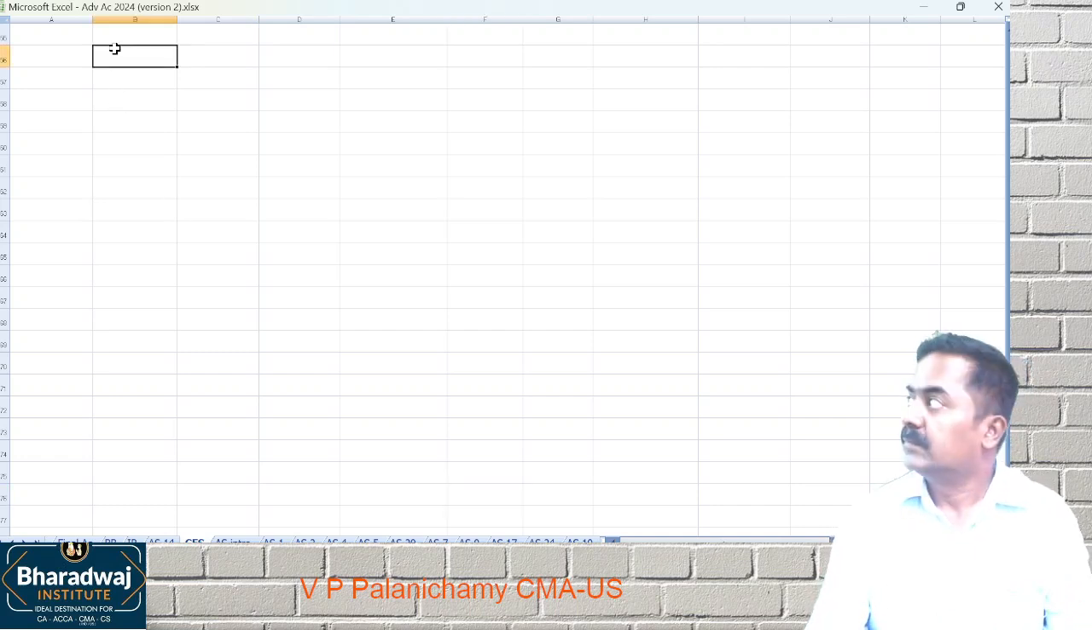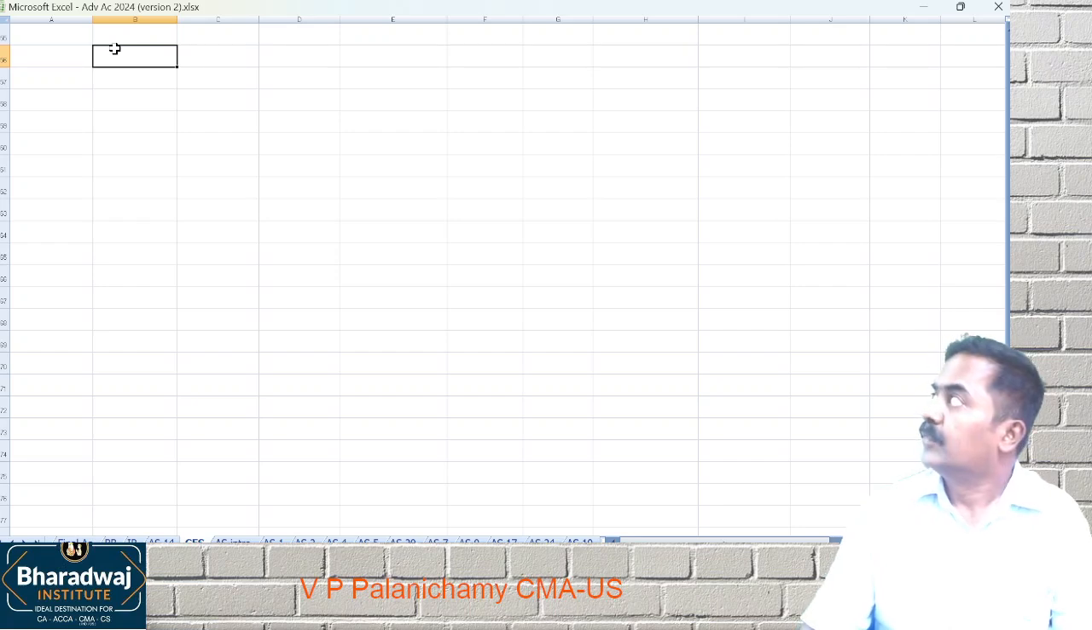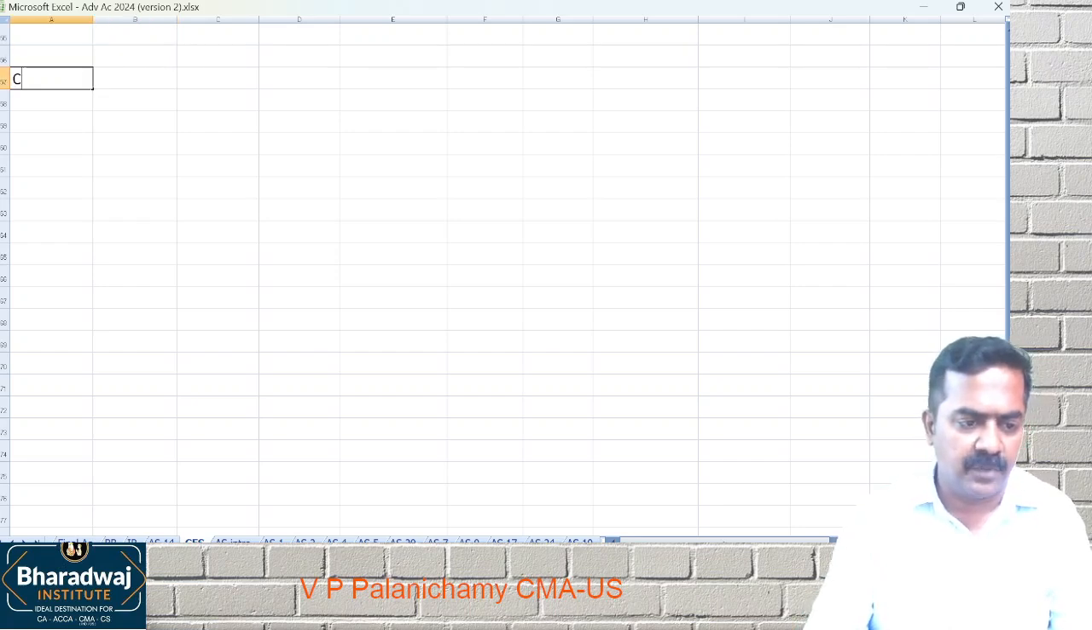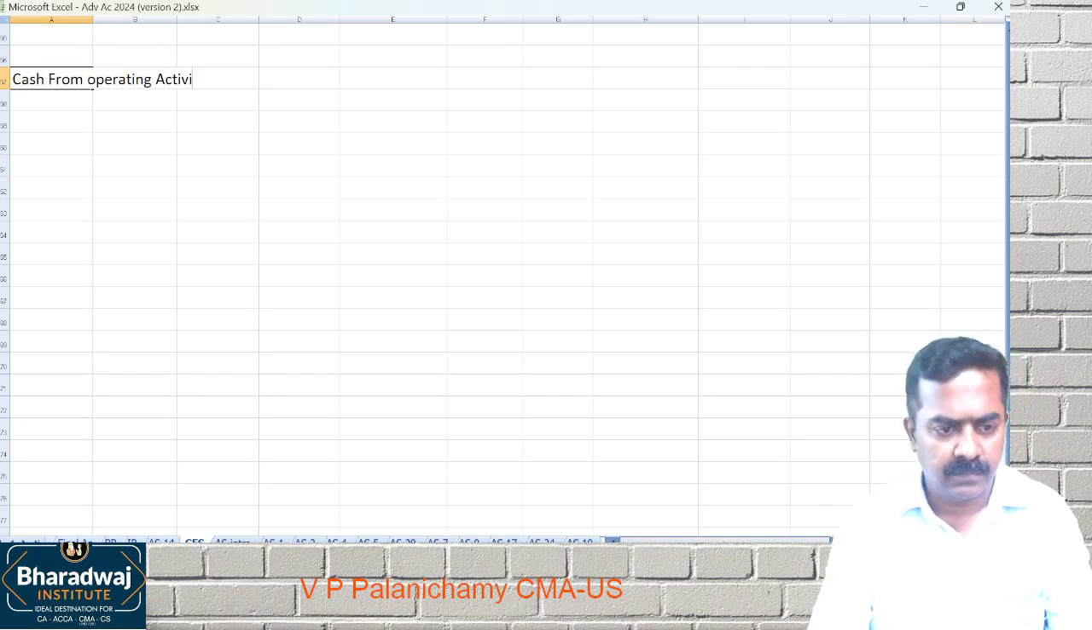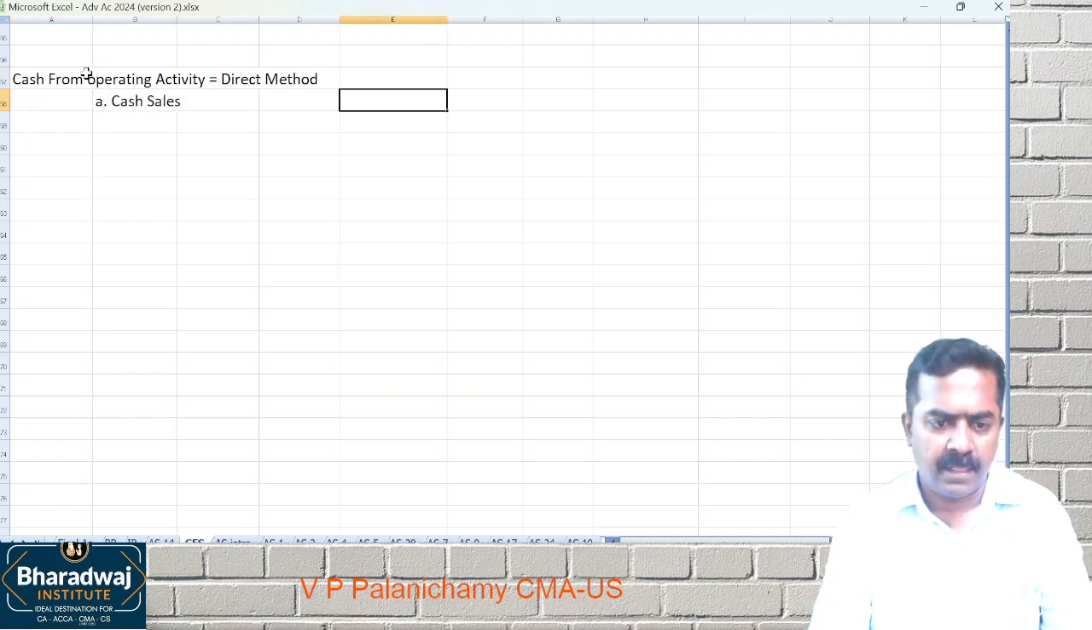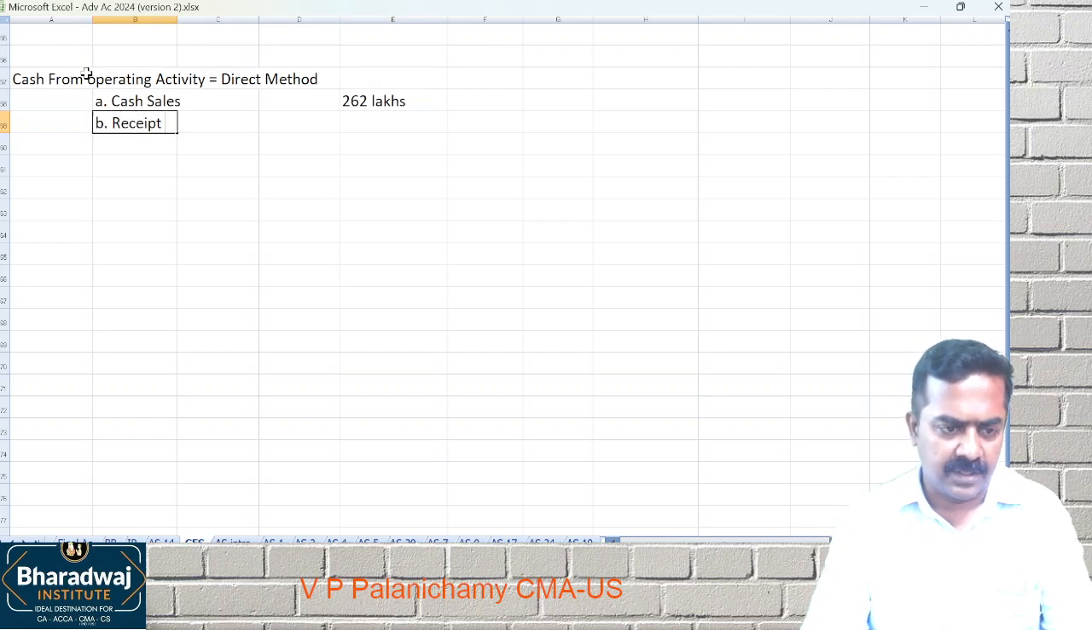Shall we? First, we look at cash flow from which activity? Direct method. Number 1. What is the cash sales? 262 lakhs. Receipt from customers.